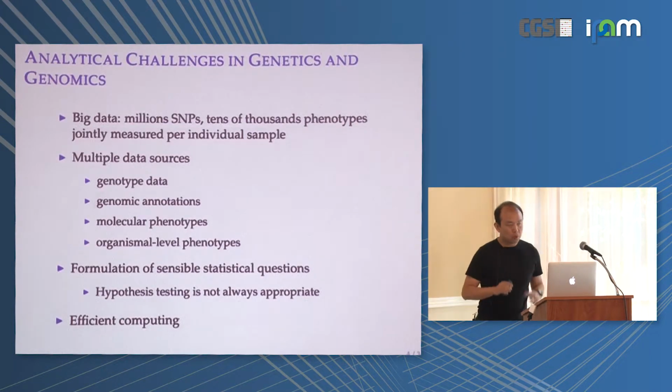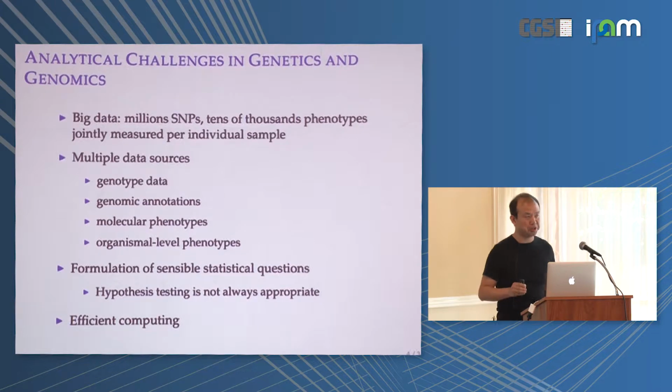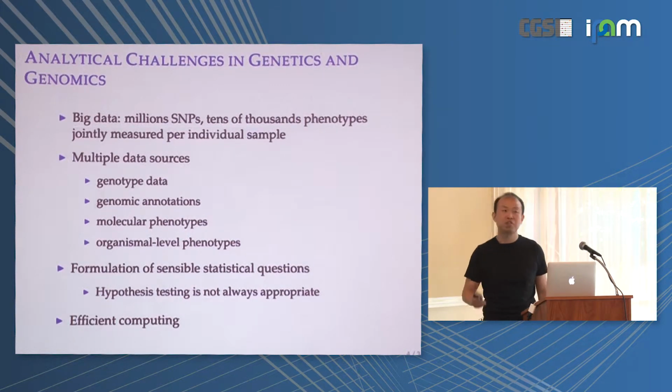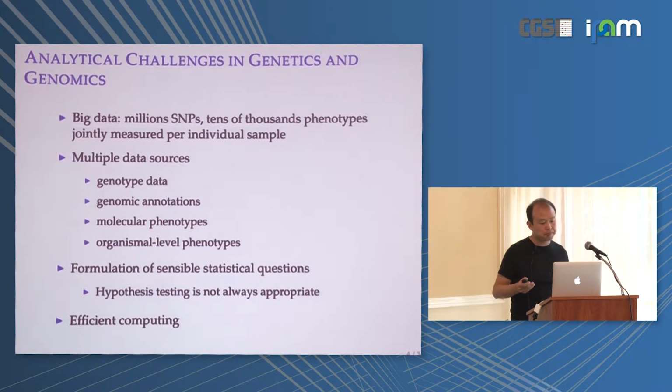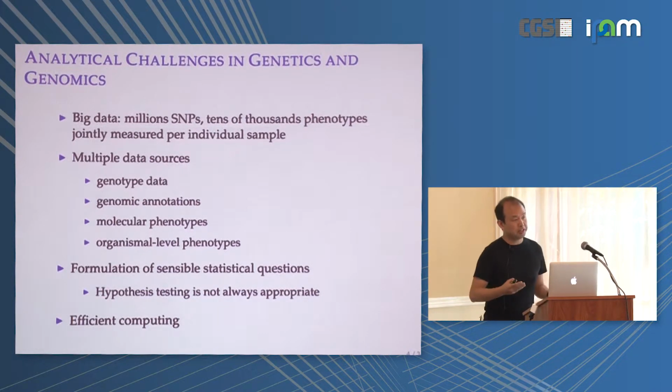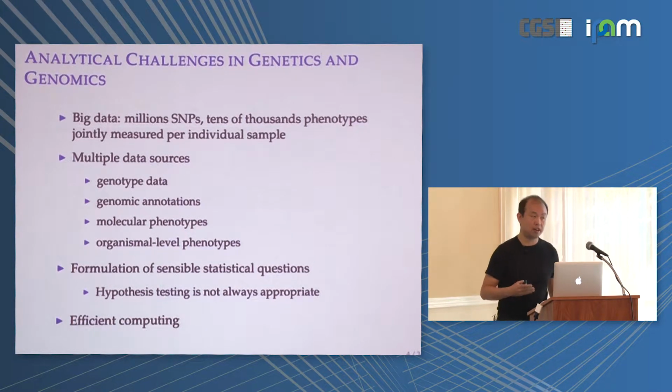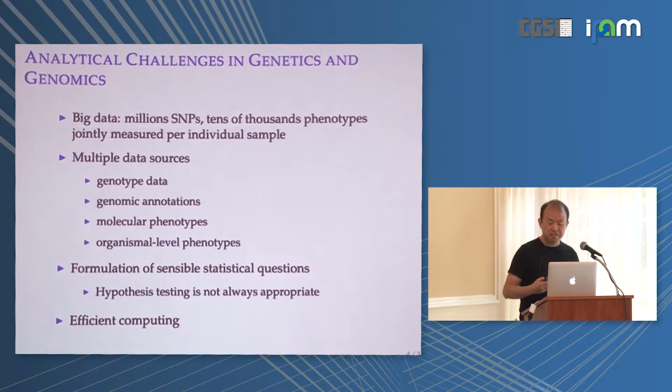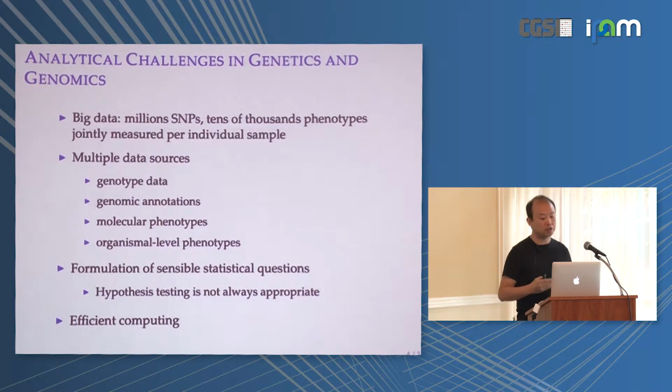So, overview. Everybody working in computational genomics is in the big data regime. Actually, to say big data is an understatement. In genetics, we have millions of SNPs, thousands of phenotypes, and expression levels measured from tens of thousands of genes per individual sample. That's a huge data problem. And nowadays we encounter multiple data sources: genotype data, genomic annotations, molecular phenotypes, and at the end of the chain, organism-level phenotypes like complex traits and disease status.